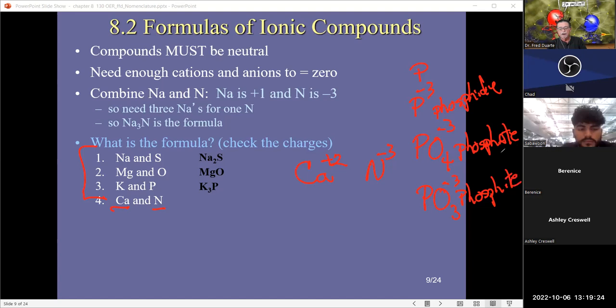So for every "ate" that you see, you'll always have an "ite" with it. And the difference between the two is simply 1 less oxygen. Notice the nitrate had 3 oxygens, and nitrite had 2 oxygens. The sulfate has 4 oxygens on sulfur, but the sulfite has 3, 1 less.